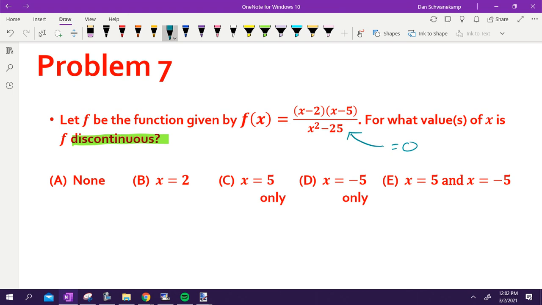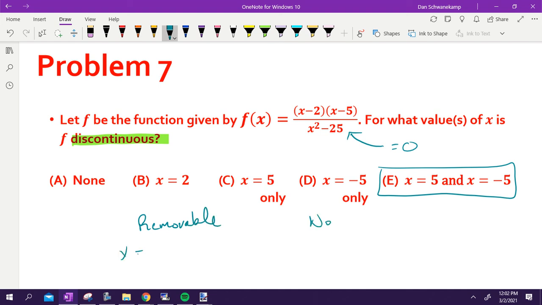All right, so which one of these values are going to get both of them? It is 5 and negative 5. Take a second with your neighbor and describe where on this function are you going to have a removable discontinuity? And when are you going to have a non-removable discontinuity? Talk to each other. Get an answer. Show me with your fingers.